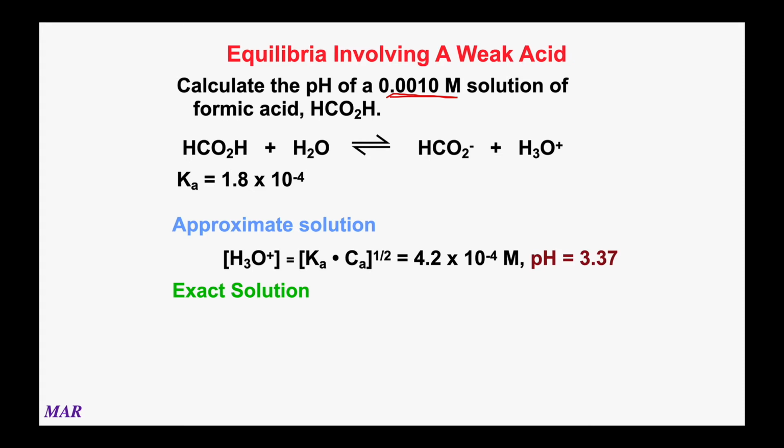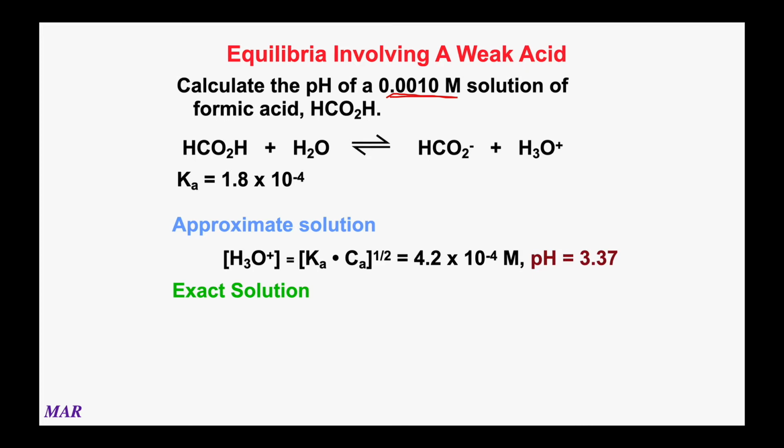All right, I said it's going to work most of the time, but I want you to see the conditions when it doesn't. 100 times Ka is not less than Ca. 1.8 times 10 to the minus 2 is greater than 10 to the minus 3, the Ca. So when you do the approximate solution in this problem, you get a pH of 3.37.